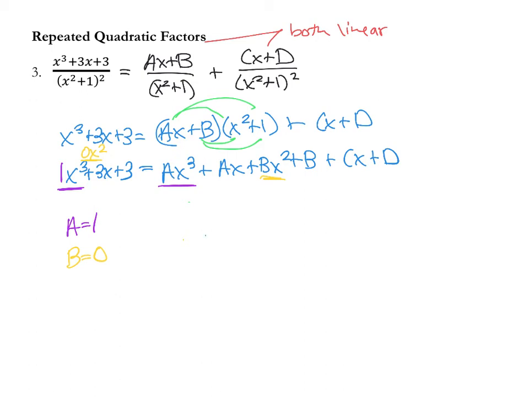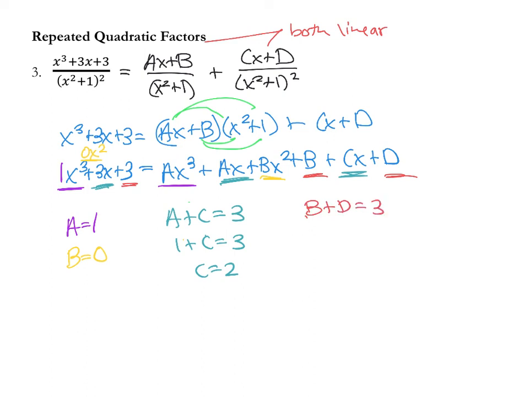And now the next one, I can match all the x's together. So this guy's x, and that guy's x. So that's going to be a plus c, that has to equal 3. But look, we already know what a is, so I can plug that in. 1 plus c equals 3, which means c is 2. And then the last step is all the things that don't have an x have to go together. So that's going to be b plus d has to equal 3. And we can plug in for b that's 0, because we already knew b, so d equals 3.